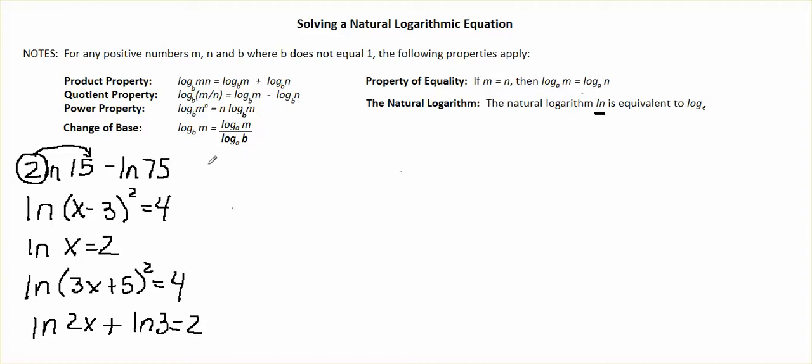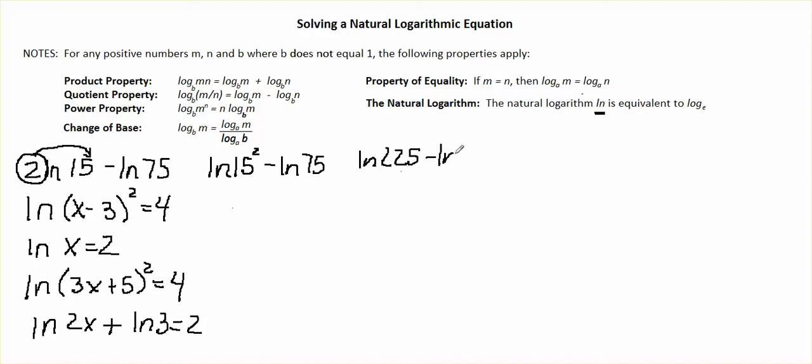So let's take this first example here, and we're going to simplify it down into one log. The very first thing we always do with numbers in front is replace them as the exponent. So ln of 15 squared, that 2 goes back into its exponent location, minus ln of 75, and we know 15 squared is 225.